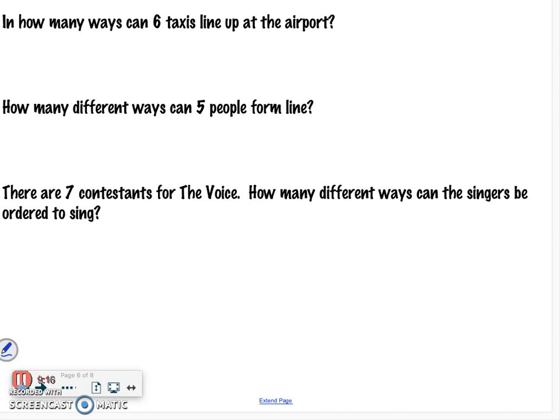So in how many ways can 6 taxis line up? Well, just keep in mind, you have 6 for the first spot, 5 for the next spot, because we already used the first one, 4 for the next, 3 for the next, 2 for the next, and 1 for the last. All right, the easy way of writing this is by just simply saying 6 factorial. So 6 factorial, you should be able to plug that into your calculator and find that you have 720.